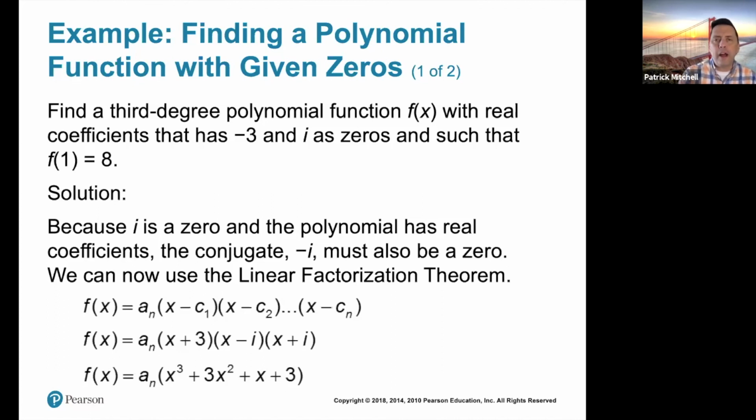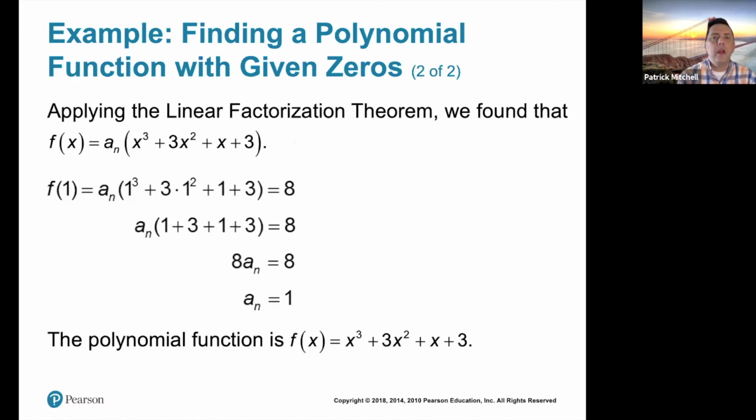So now we will find our mystery leading coefficient. On the one hand, f(1) is equal to 8, but on the other hand, f(1) is equal to a_n times (1 cubed plus 3 times 1 squared plus 1 plus 3). And you work that out, it turns out a_n is equal to 1 this time. So this polynomial must be f(x) equals x cubed plus 3x squared plus x plus 3.